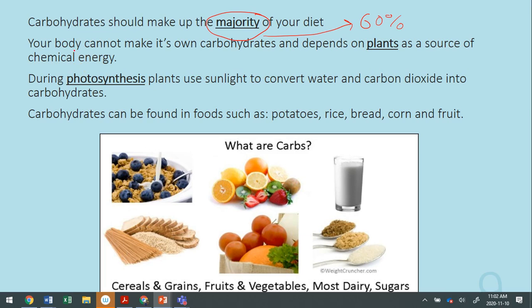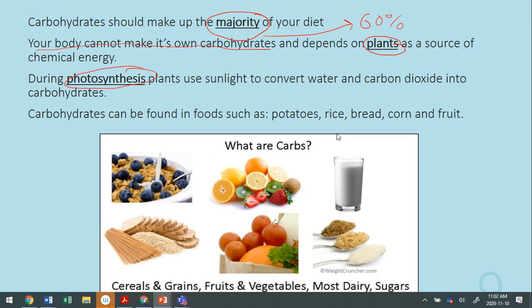Your body cannot make its own carbohydrates. So, where do we get our carbs from? We get them either directly or indirectly from plants, because carbohydrates originally come from photosynthesis. We're going to talk all about that in our next chapter in about a week from now. But photosynthesis is where plants use sunlight, carbon dioxide, and water to create sugar.